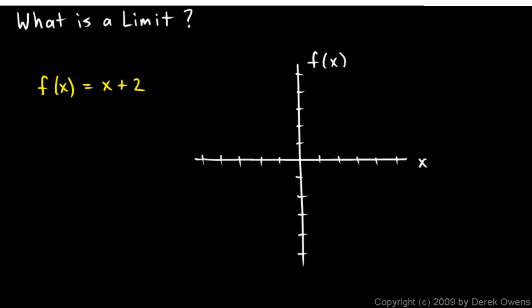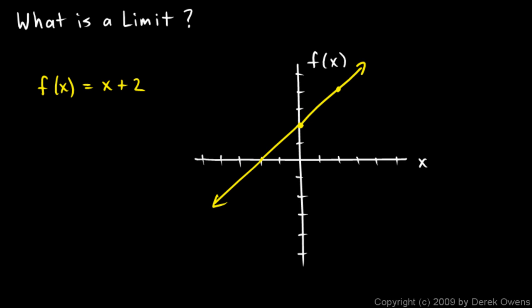Now let's go ahead and graph that. That's going to go through the point (0, 2) and the point (2, 4). It has a slope of 1. So this is a very simple function. It looks like this.